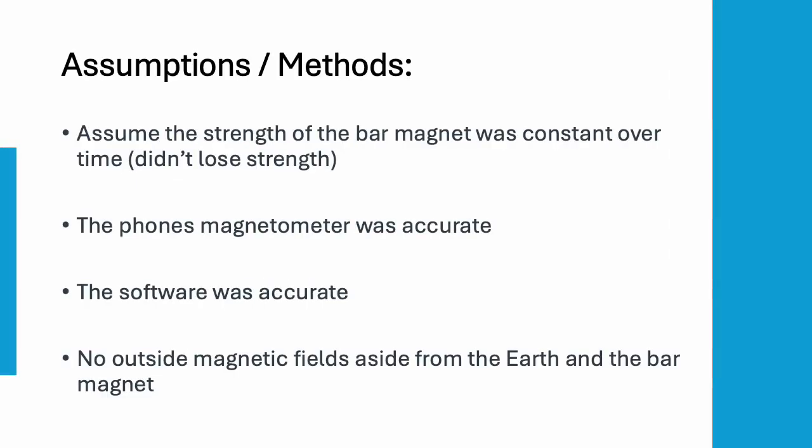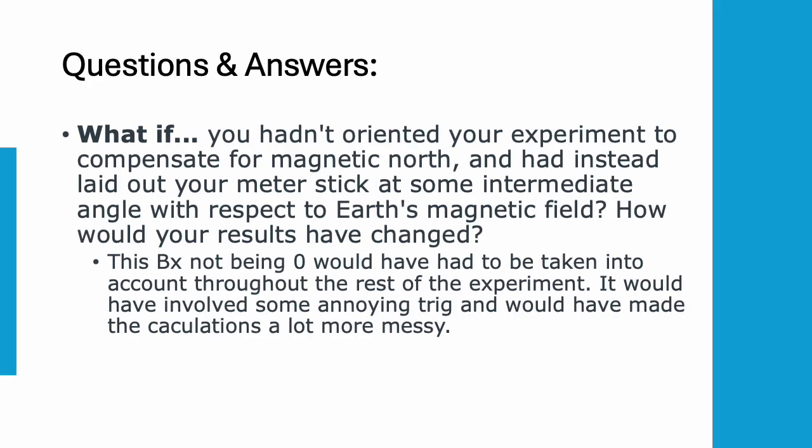Questions and answers. Here are some assumptions I had during the lab. I assumed that the strength of the bar magnet did not decrease over time, the phone's magnetometers were accurate, the software was accurate, and that there were no outside magnetic fields aside from the Earth and the bar magnet. If the Bx direction was not centered on 0, then it would have had to have been taken into account throughout the rest of the experiment. It would have involved some annoying trig and would have made the calculations a lot more messy.